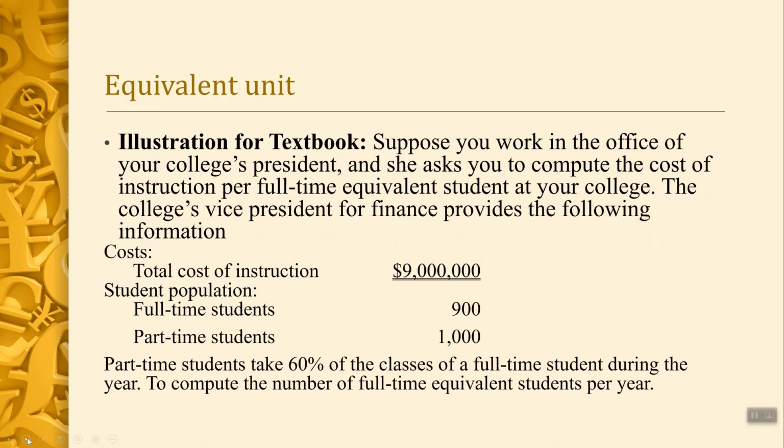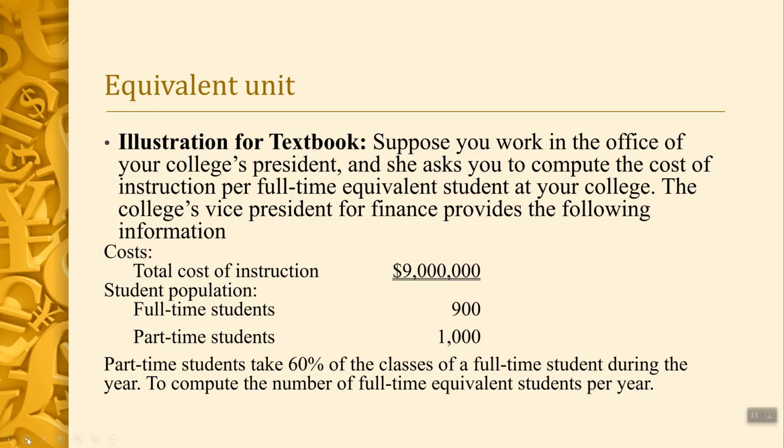All right, so an illustration which you can find in your textbook. It says, suppose you work in the office of your college president and she asks you to compute the cost of instruction per full-time equivalent student at your college. The college vice president for finance provides the following information. The total cost of instruction is 9 million. Student population, so we have full-time students to be 900, and then part-time students are 1,000.